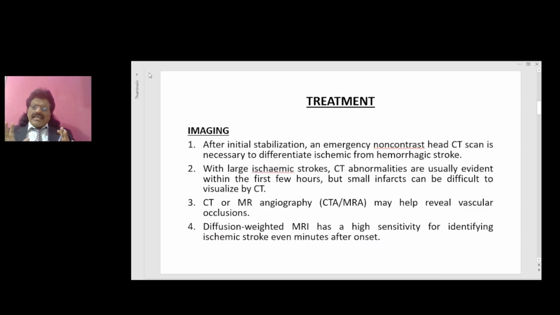Imaging. After initial stabilization, an emergency non-contrast CT head scan is necessary to differentiate ischemic from hemorrhagic stroke. With large ischemic stroke, CT abnormalities are usually evident within the first few hours, but small infarcts can be difficult to visualize by CT. CT or MR angiography, CTA or MRA, may help reveal vascular occlusions, but diffusion weighted MRI has a high sensitivity for identifying ischemic stroke even minutes after onset.